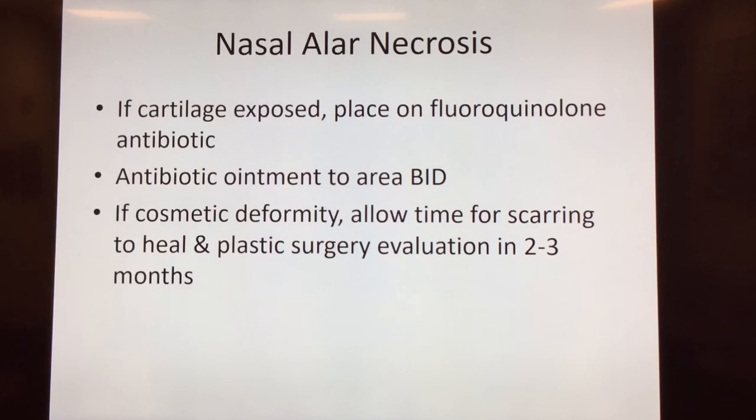Finally, if down the road your patient has a cosmetic deformity from this, you do need to allow time for scarring and contracture to happen, and then you could consult with a plastic surgery colleague or evaluate the nasal ala for possible revision or cartilage grafting, whatever the degree of the necrosis necessitates or calls for. We wouldn't do anything prior to 2 or 3 months. If not, even waiting 6 months would be reasonable to wait for all the scar contracture to help give you an idea of what your patient might need.